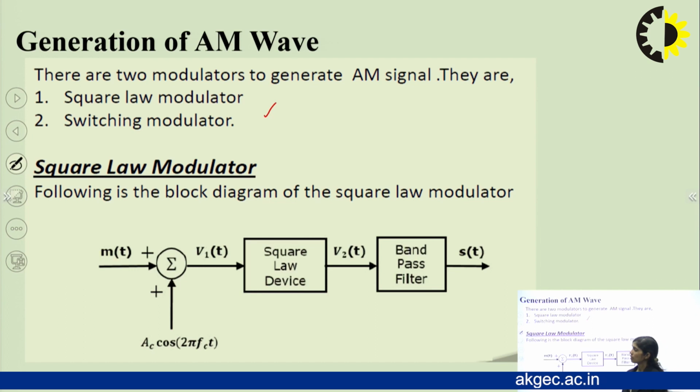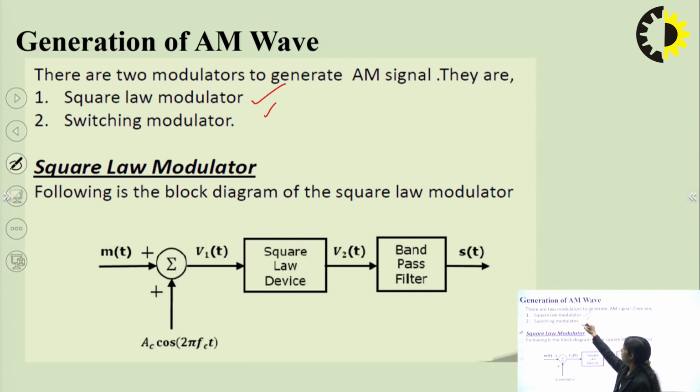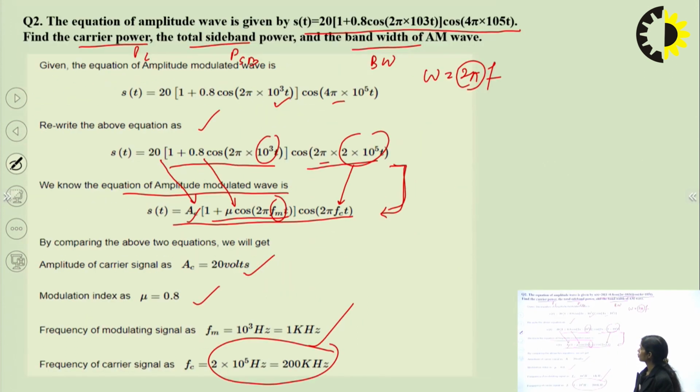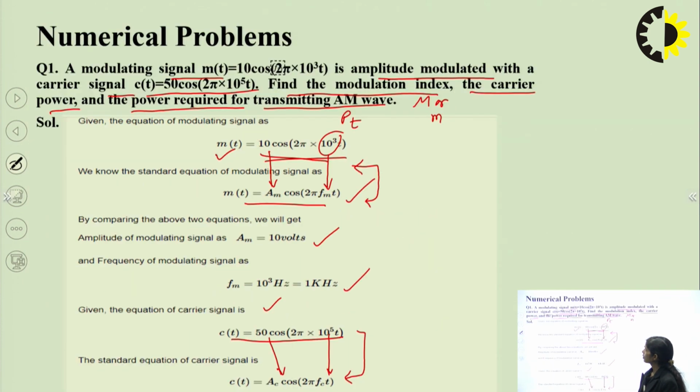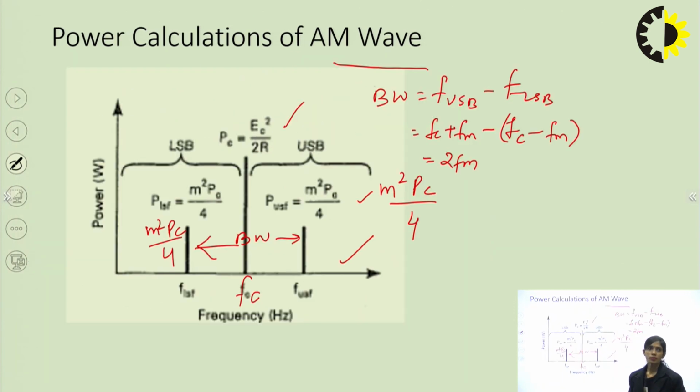Basically we have two types of circuits, one for modulation and one for demodulation. For the modulation purpose, we have basically two types of modulators. One is the square law modulator and the other is the switching modulator. In either way we can modulate the signal. The main motive is to generate the AM wave equation which we had studied in the fundamentals. So this is the AM wave equation we need to generate.